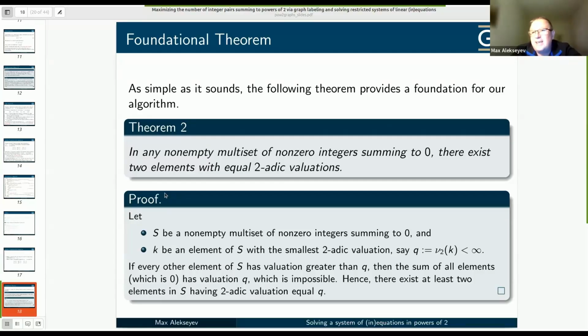Let us consider our set and consider an element in that set that has the smallest two-adic valuation. Then there are two cases. If no other element has such a valuation, it means that if we sum them up, then the valuation of the sum will be equal to this smallest valuation. However, we know that the sum is 0 and its valuation is infinity. So this is not possible. And it immediately implies that there must exist another element that has the same smallest two-adic valuation. Okay?